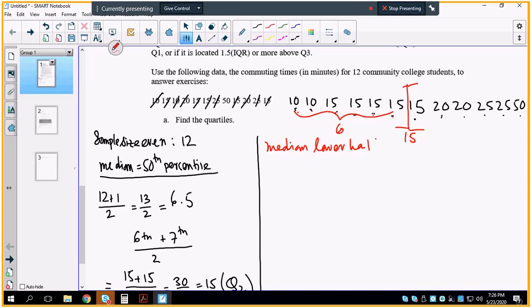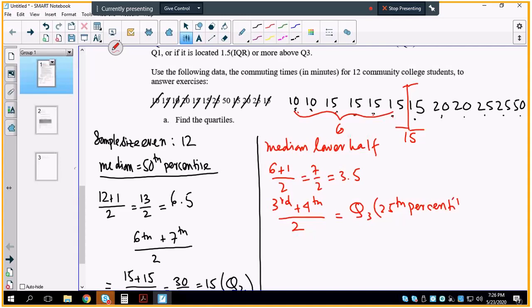But sample size is 6. So I'm looking for 6 plus 1 over 2, which is 7 over 2, and that's 3.5. So find the third data plus the fourth data over 2, and that will be quartile 1 or the 25th percentile. So the third data of the distribution is 15 and the fourth data of the distribution is 15 as well. So it's 15 plus 15 over 2. Similarly, it's 30 over 2 and hence 15. So quartile 1 is 15 as well.